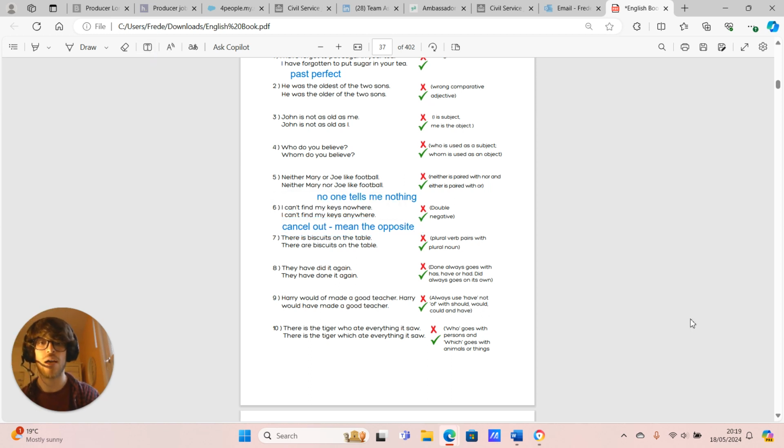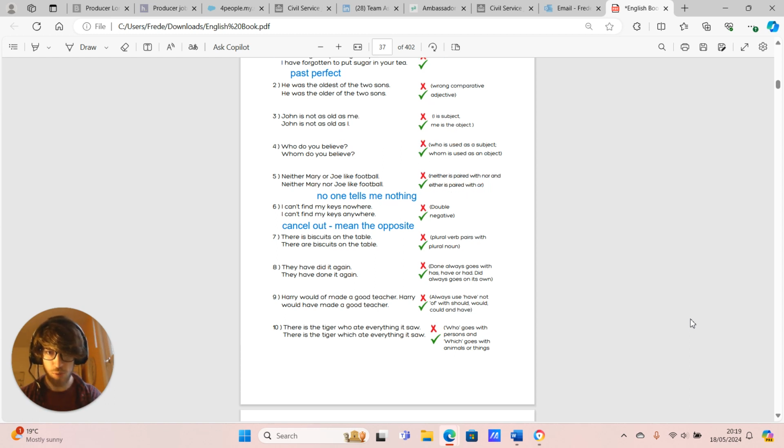So when we say, "I can't find my keys nowhere," what that sentence actually means is, "I can find my keys somewhere." You see? The double negative cancels out, and what we're saying is what we don't actually want to say. So avoid a double negative.